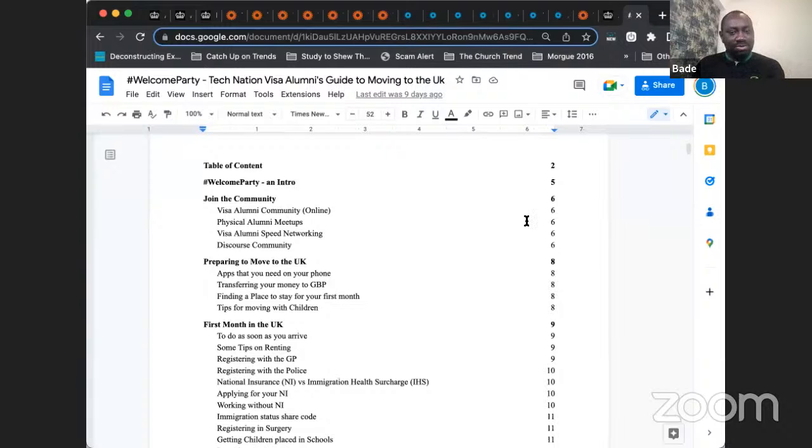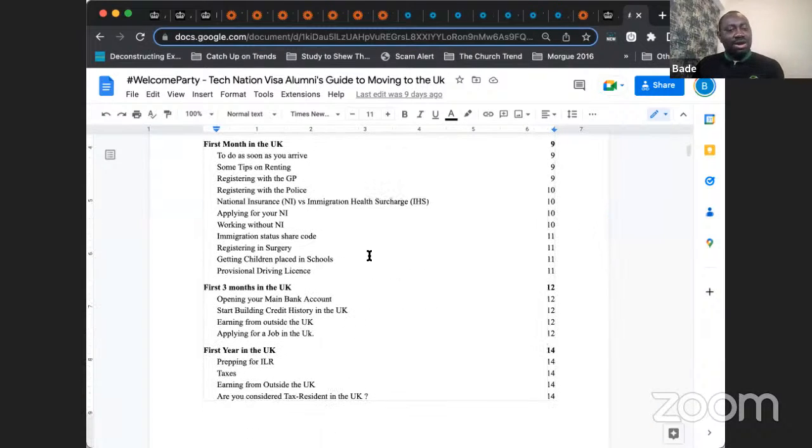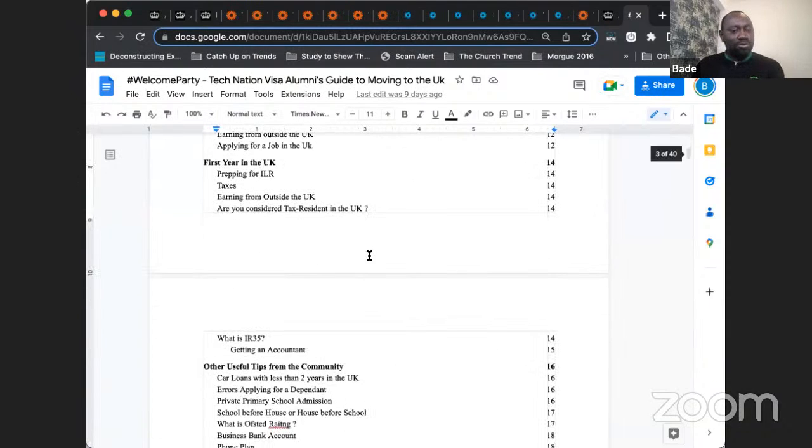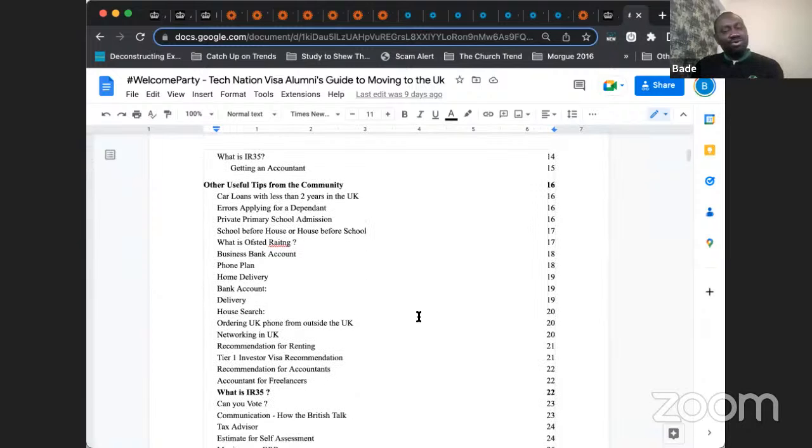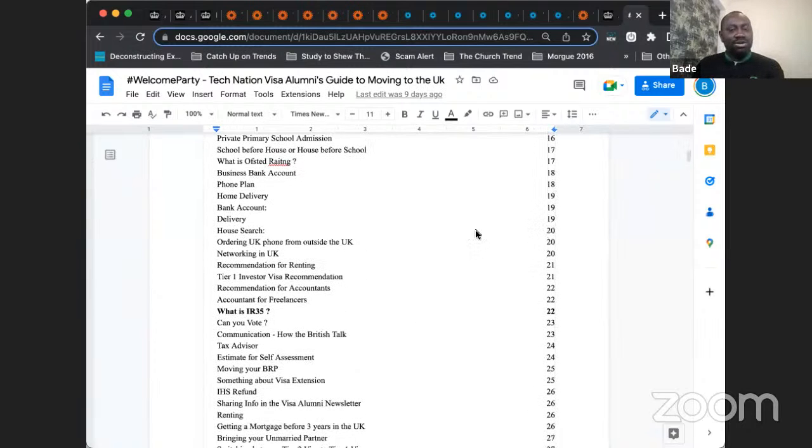It's available within the eMigr8 community. It's also available outside of the eMigr8 community anyway. That would be helpful for you once you've been endorsed. Don't focus on this if you've not yet been endorsed. Focus on getting your endorsement. But once you've been endorsed, the Welcome Party document is pretty useful for you to start understanding some of the things that you want to be doing in the UK. And there's a community of support as well when you do move to the UK.